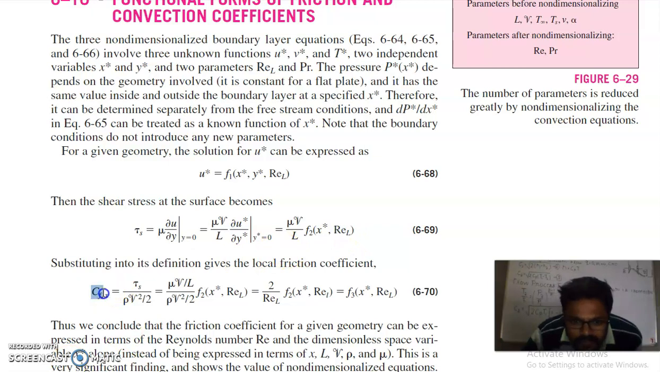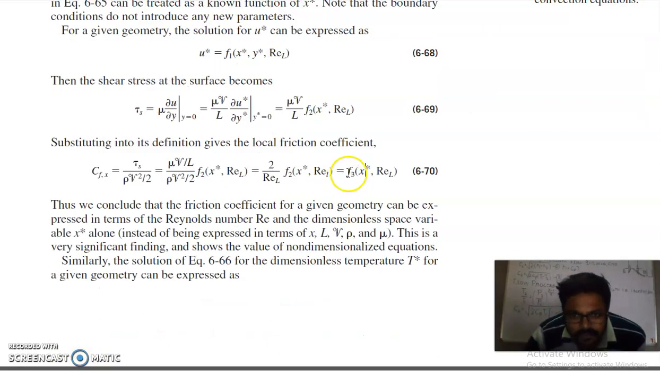Now this is your local friction coefficient. Substitute this value of shear stress, which is this, into this equation. You will get this equation. On solving, you will get this equation, which you can write as a function f3 of x star and Reynolds number. So this equation for the local friction coefficient concludes that for a given geometry it can be expressed in terms of Reynolds number and the dimensionless space variable x star alone.